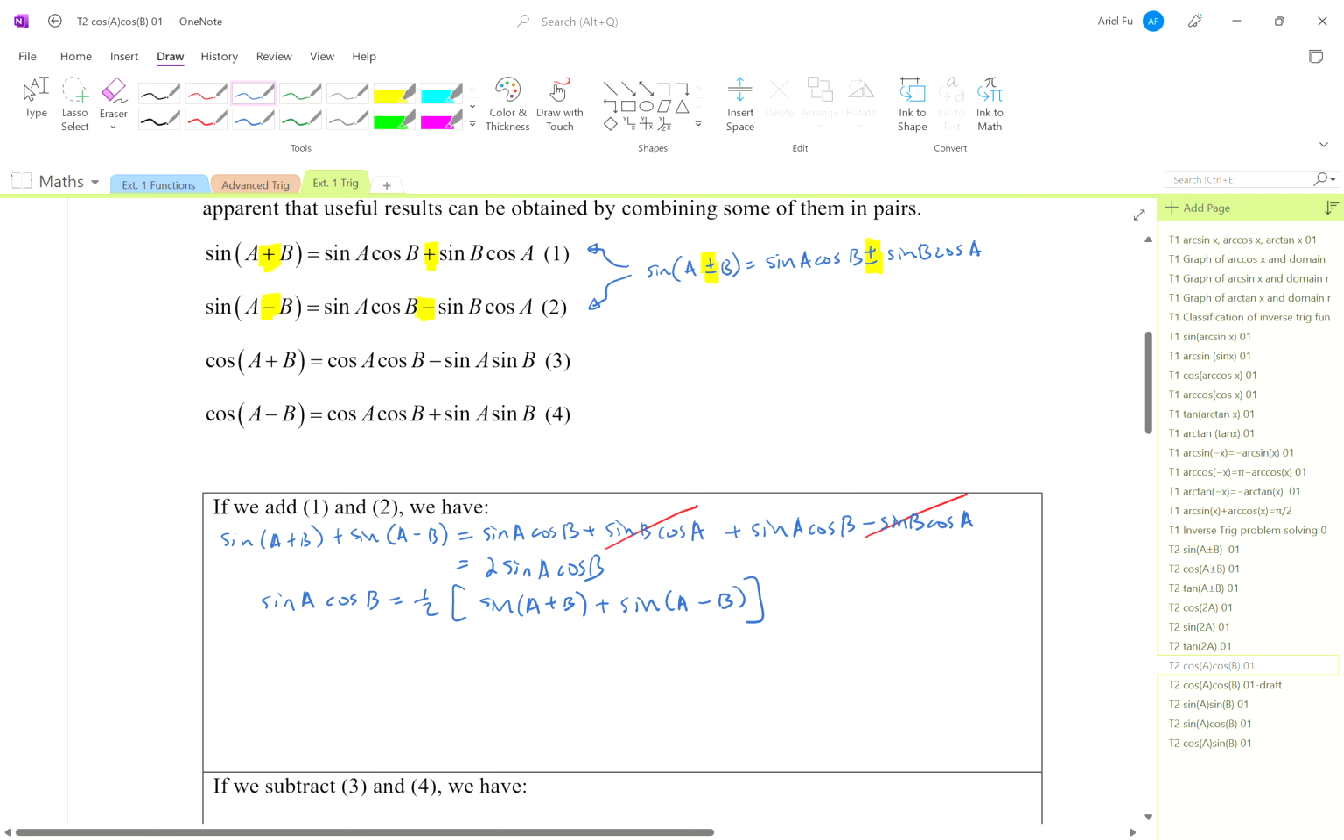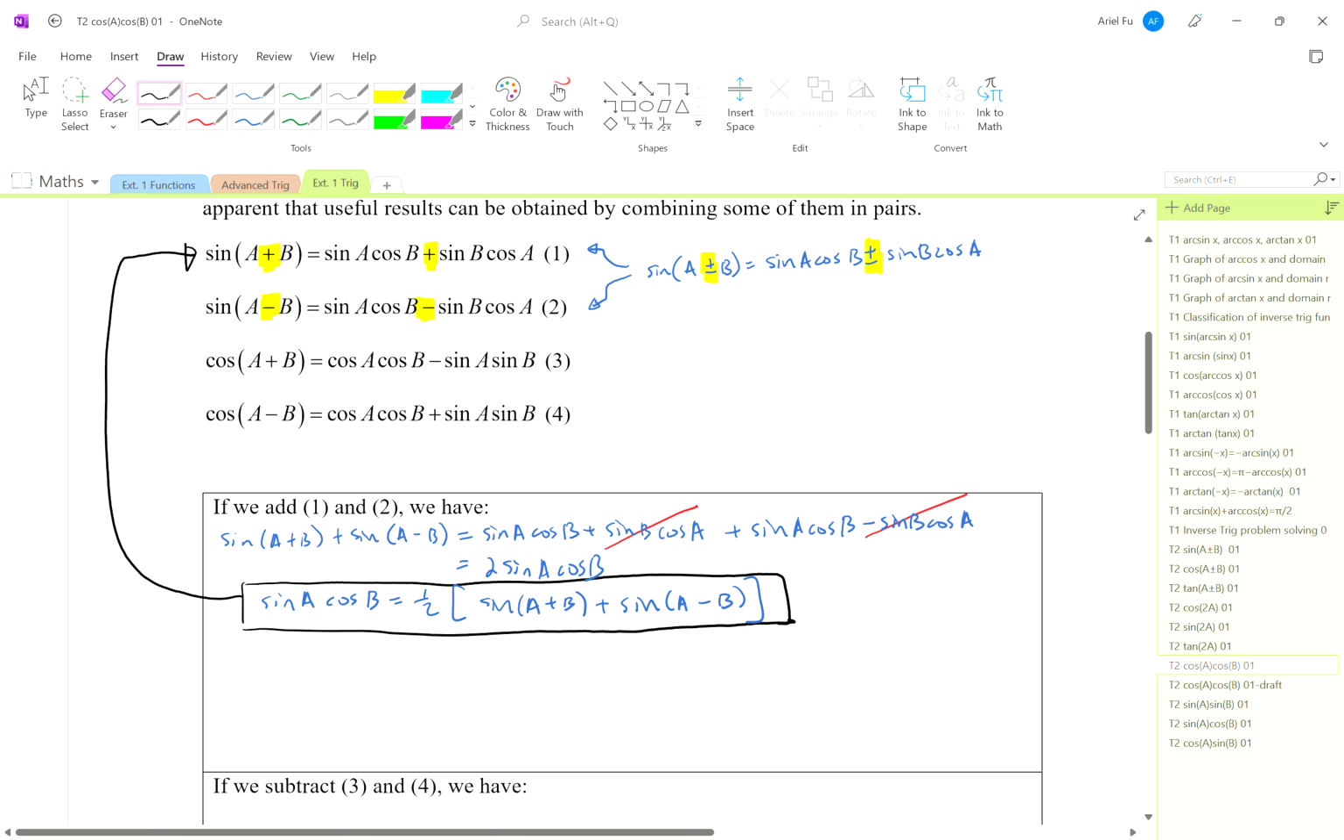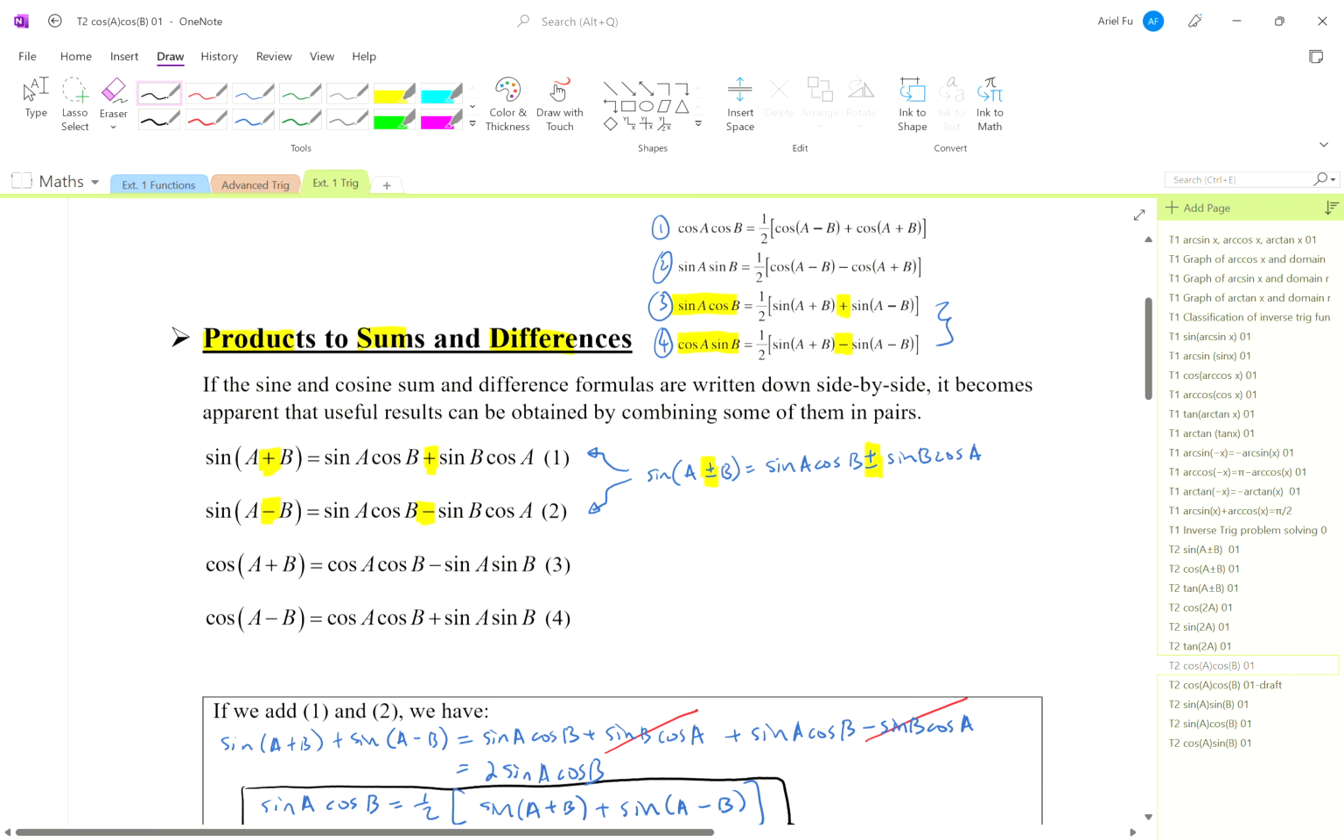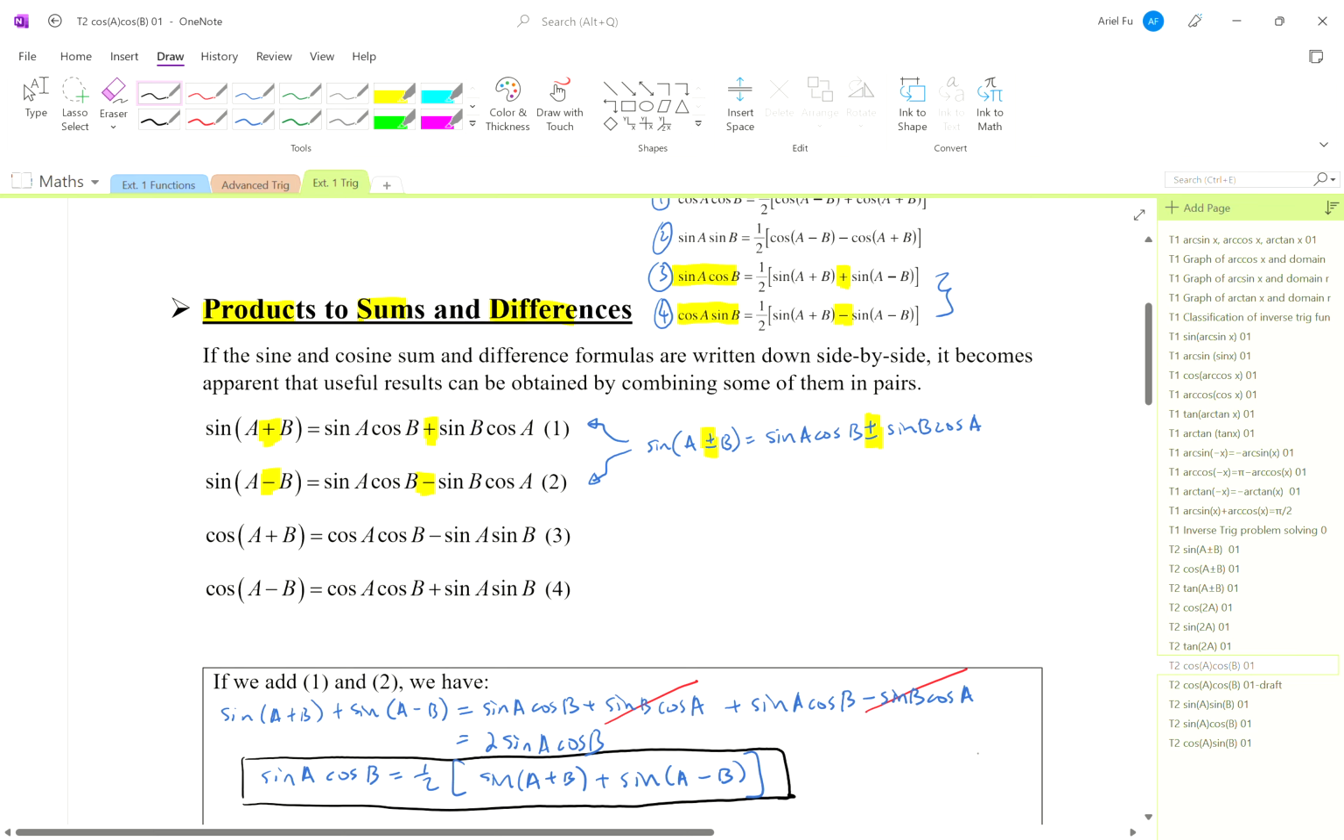And that is one of the product to sum and difference identities, the first one over here. Oops, that's not right, that was not the same one. It is the same as the one over here. There we go.